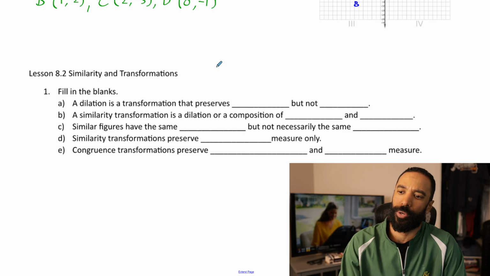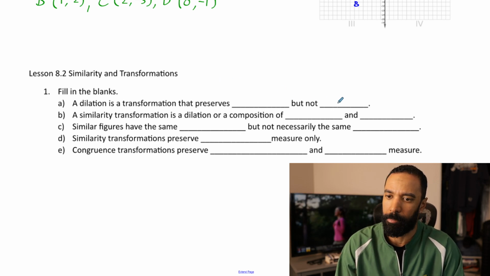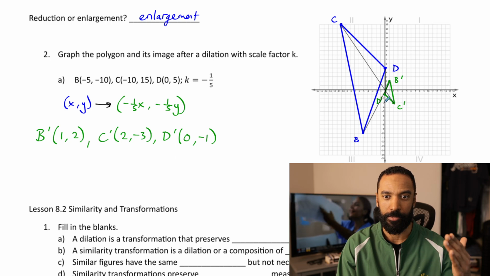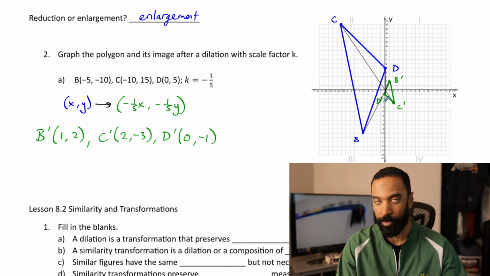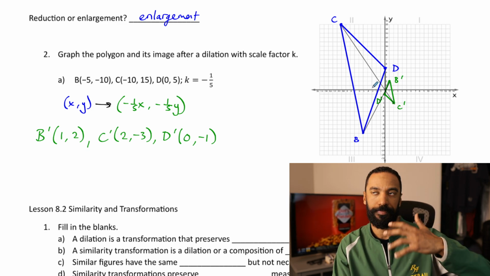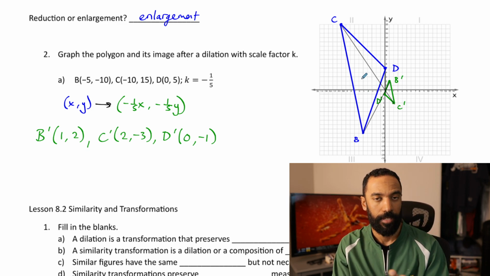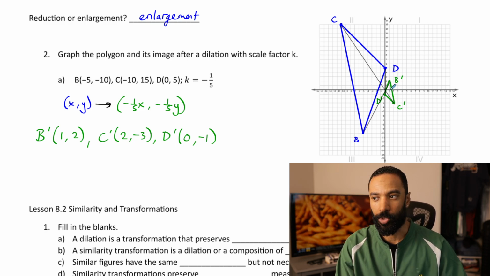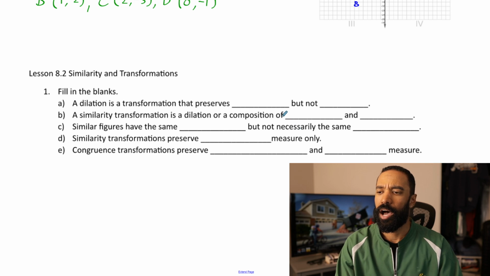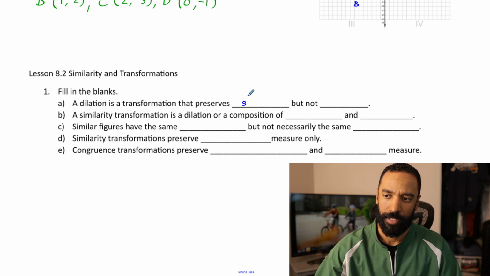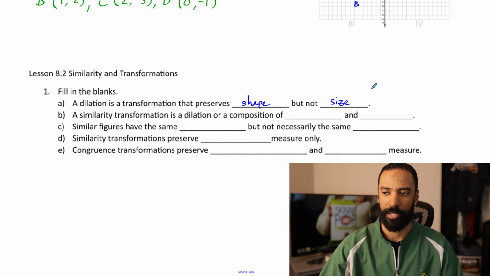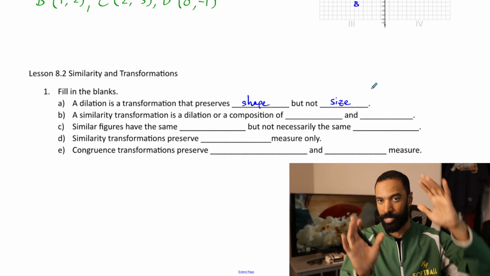A dilation is a transformation that preserves blank but not blank. Well, dilation, what happens to all these things is the object stays similar. I know I'm saying a word before we're supposed to know it, but the object stays similar, and similarity means same shape, but not the same size. This is still a triangle, and it's still the triangle with the same obtuse angle here and all that kind of stuff. It preserves shape, but not size. Dilation, you can change that. You can also orient it in different ways.